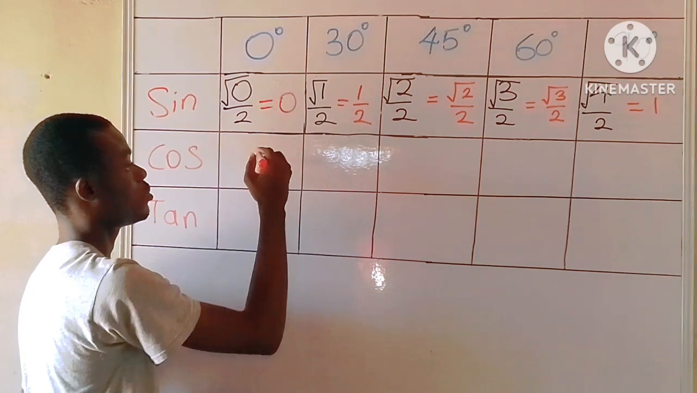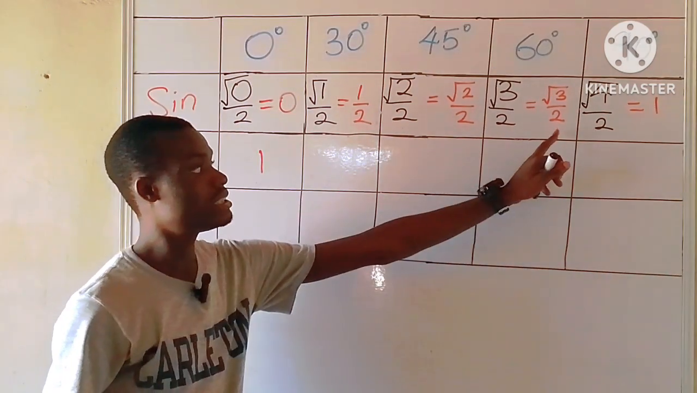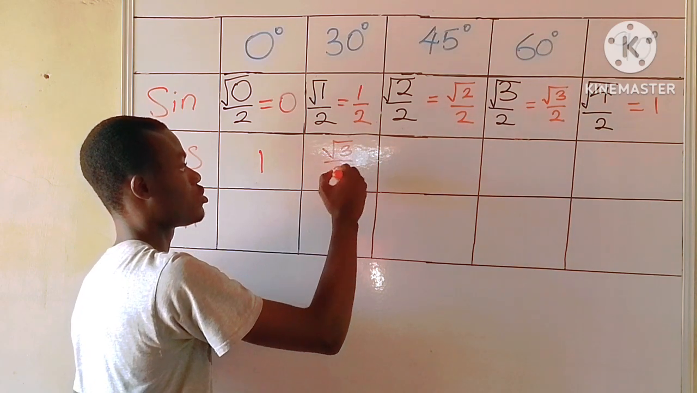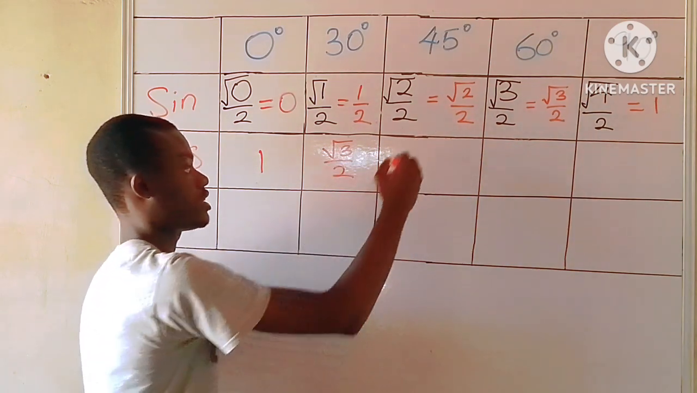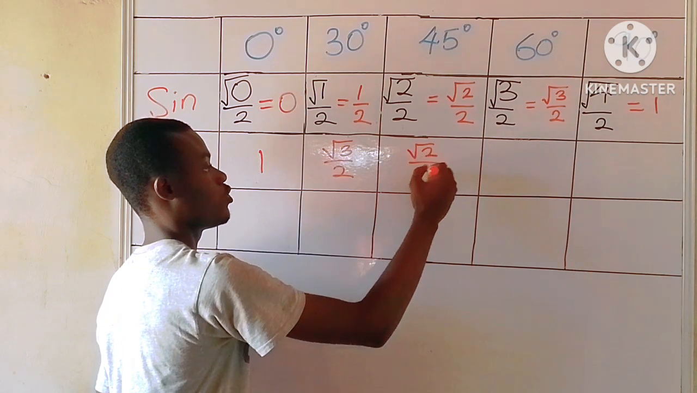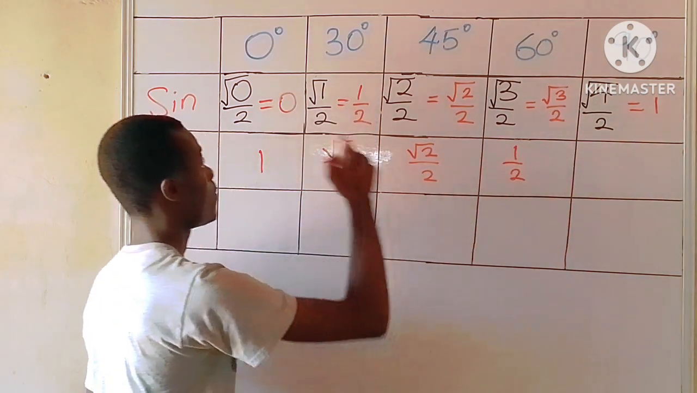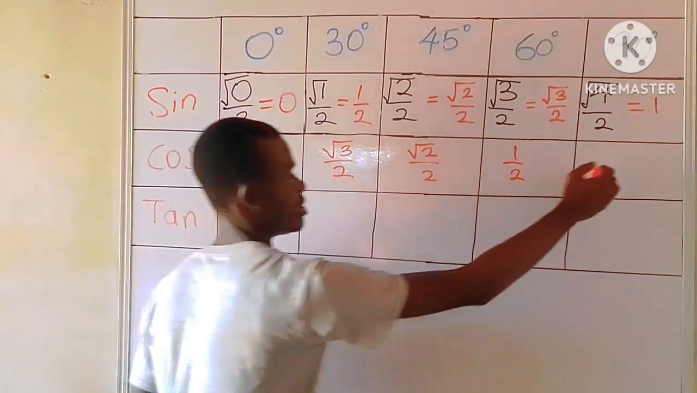So cos 0 will become 1. After 1, the next value is root 3 over 2. So we are going to write root 3 over 2. The next value is root 2 over 2. We are going to write this as root 2 over 2. The next value is 1 over 2. So we are going to write it as 1 over 2. And the last value here is 0.